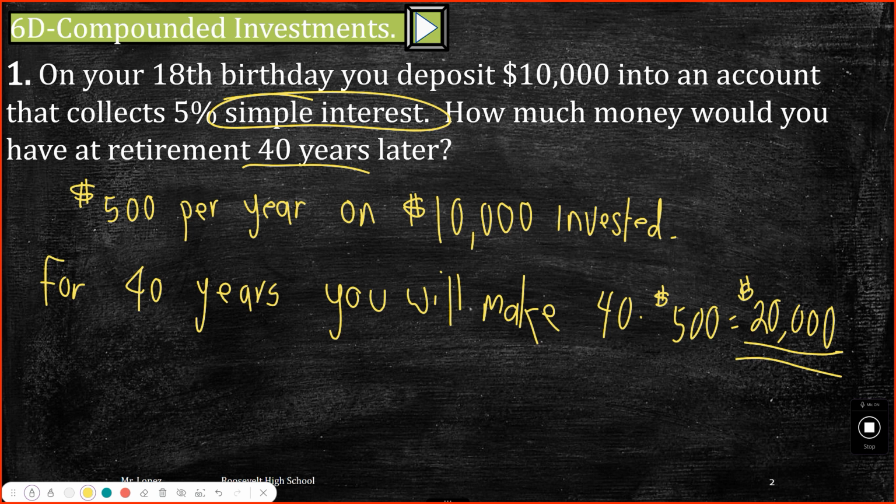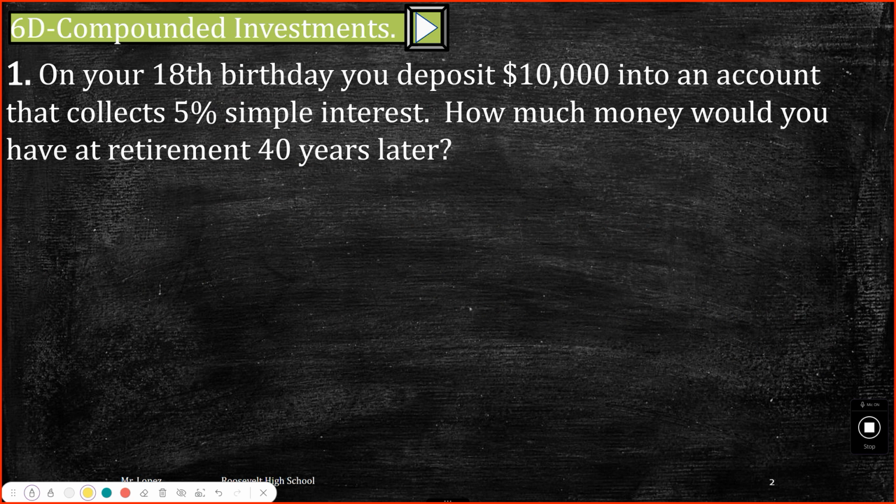Is there a formula for it? Here's a formula. The value of your investment would be equal to this formula: the principal plus this, for this particular situation where it's simple interest.